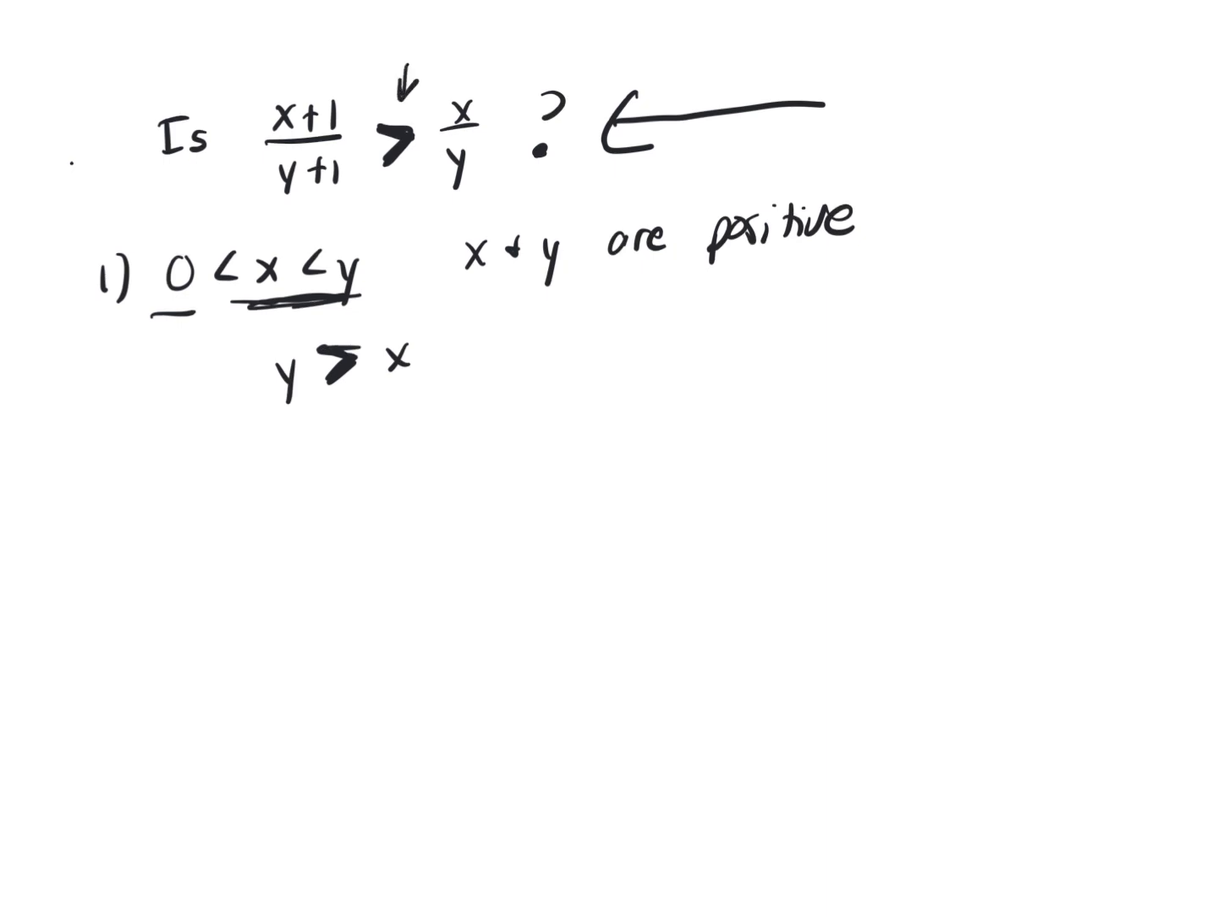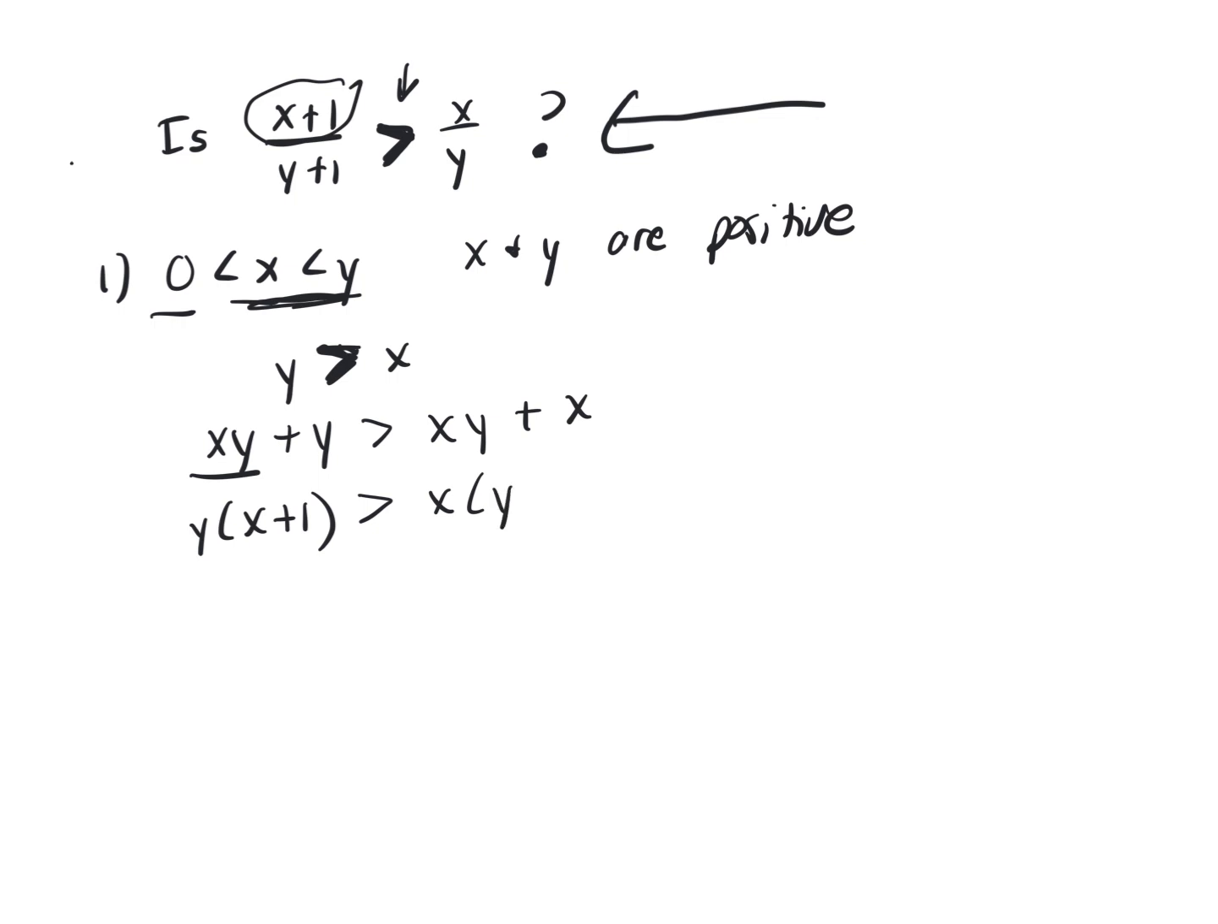Now, I want to end up with an x plus 1 and a y plus 1. So I'm going to add xy to both sides, giving xy plus y and xy plus x. Now, you see how I can factor a y out on the left-hand side, and that's how I get that x plus 1 greater than, factor an x out on the right. That leaves me y plus 1.